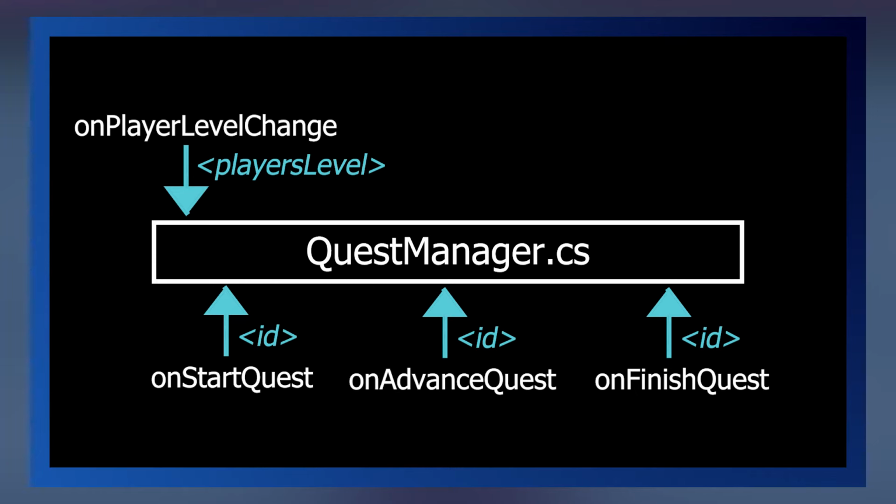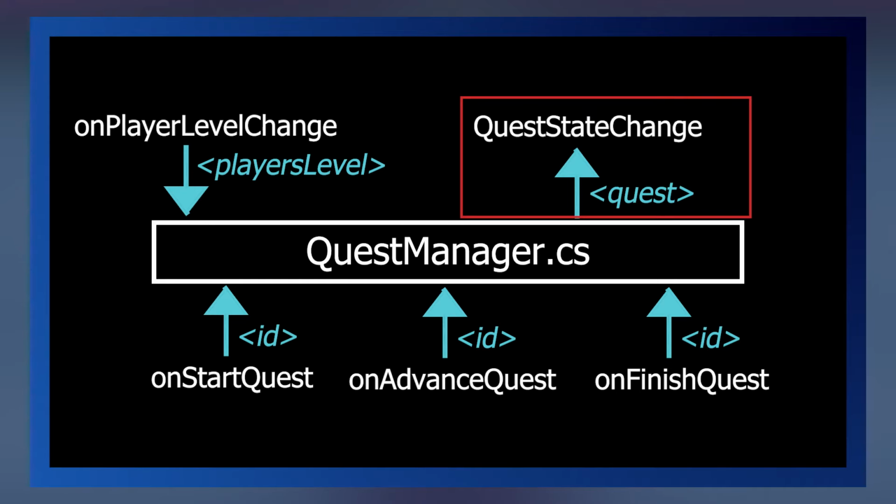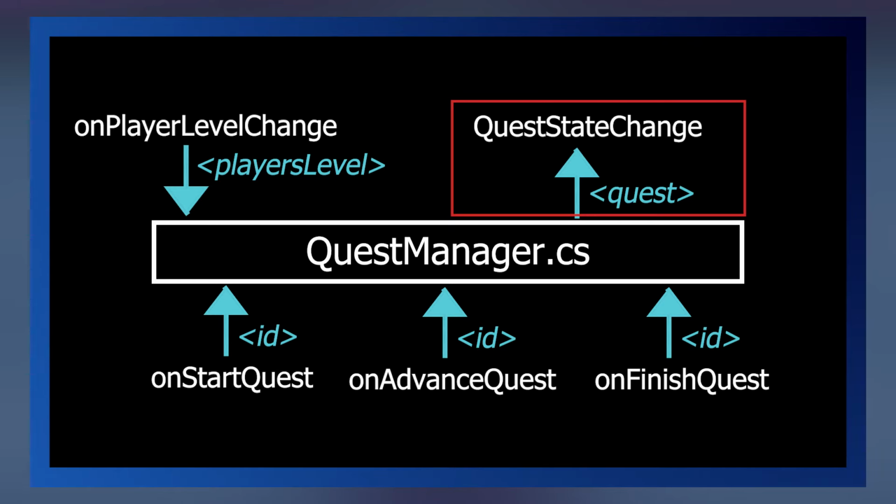Then when any quest is updated, including when we first initialize the quests on startup, we'll send out a quest state change event that includes the entire quest data structure. With that, any other part of our project can listen for those events and keep up to date with the current state of all quests.